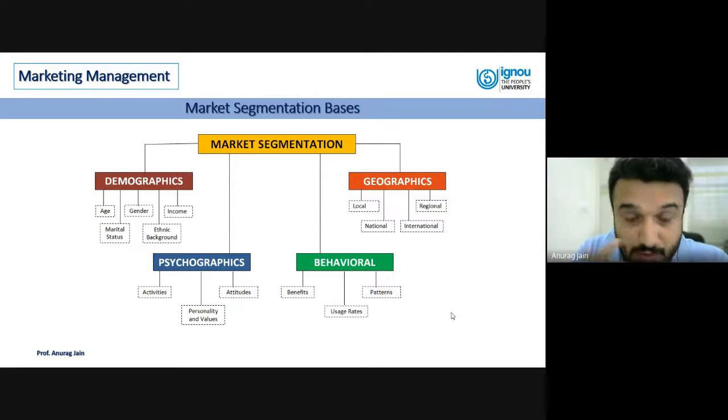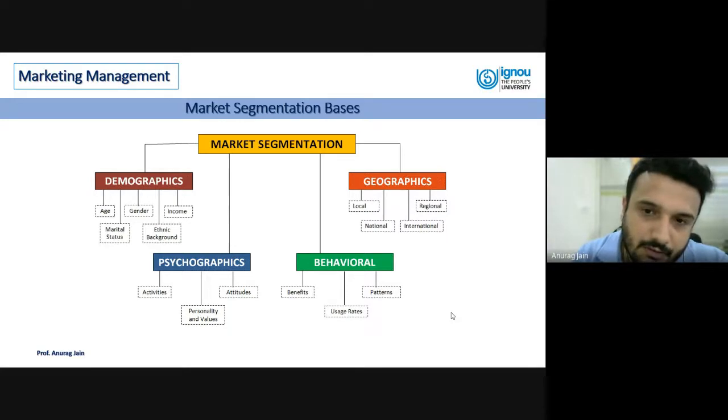As you are seeing, the first base can be demographics, and some of the factors are age, gender, income, marital status, and ethnic background. All these things come under demographics, which are very much personal factors. The second is psychographics: what kind of activities they are involved in, what kind of attitude your customers carry, what kind of personality and values they have. These are the factors that come under psychographics.